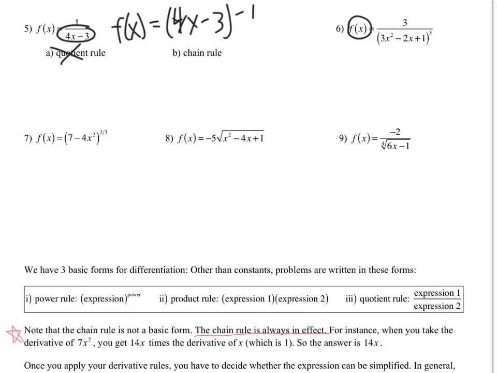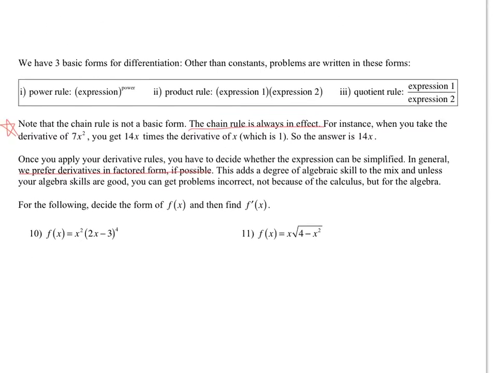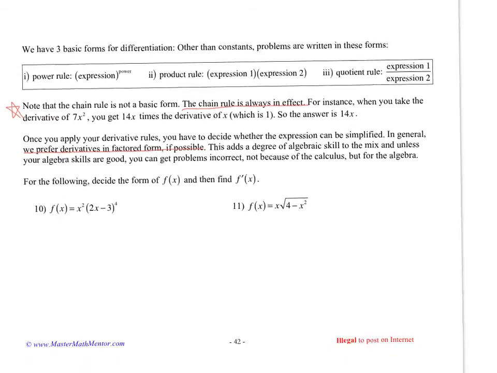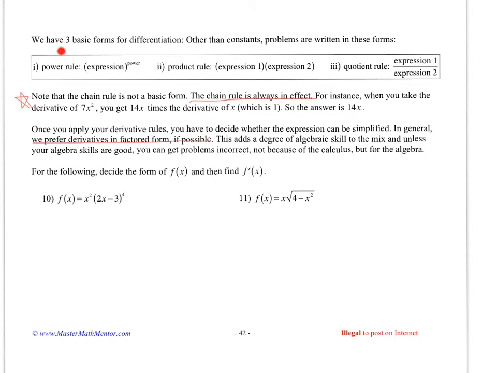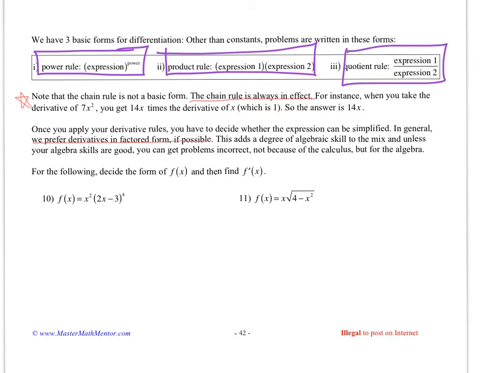So I'd like to actually take a look at different types of questions. And basically, noting here that we have 3 basic forms for differentiation. Other than when we are taking the derivative of a constant, we have 3 basic forms for differentiation. You're either looking at a power rule, which is an expression to a power, a product rule, which is an expression times an expression, or a quotient rule. These are the 3 big umbrellas.